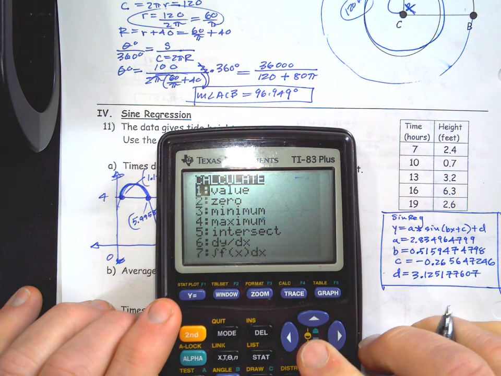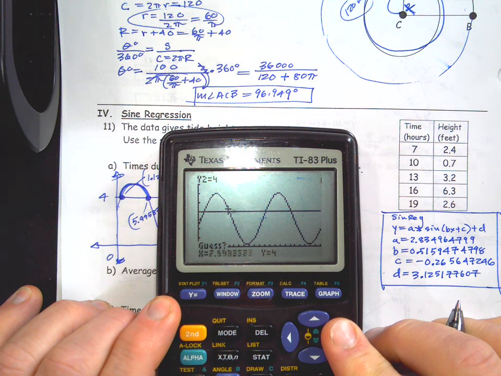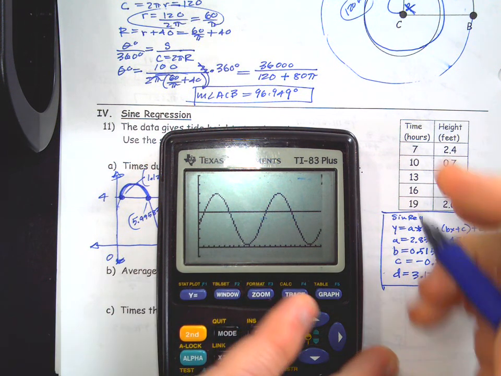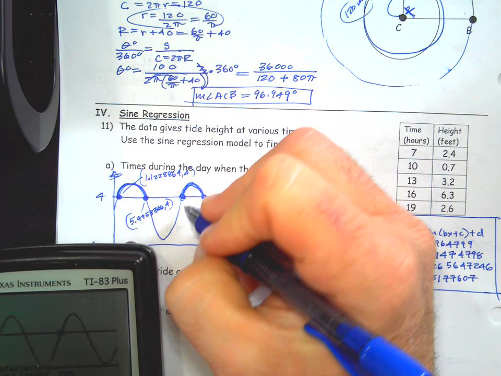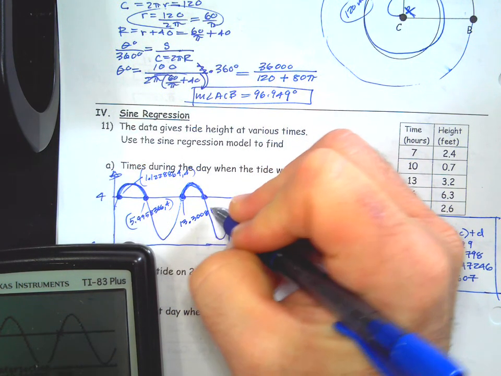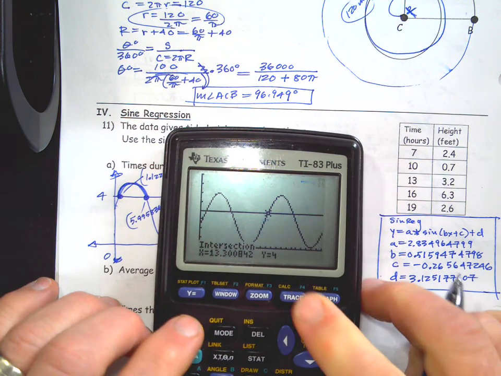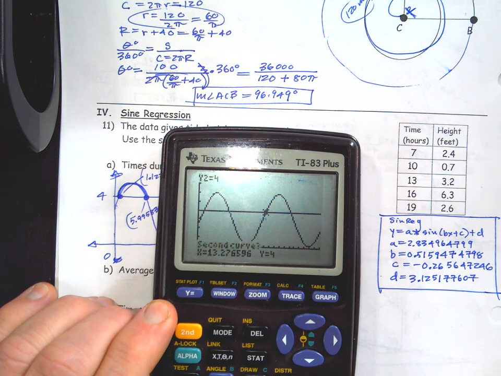And then we'll do it again. Second calculate, number 5, intersect, first curve, second curve. And get over here. That is 13.300842, comma 4. And then the last one, second calculate, number 5, first curve, second curve.